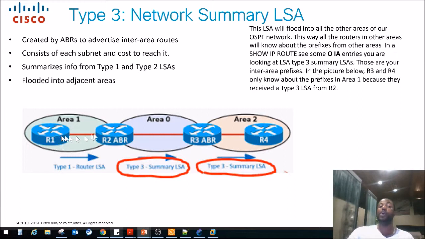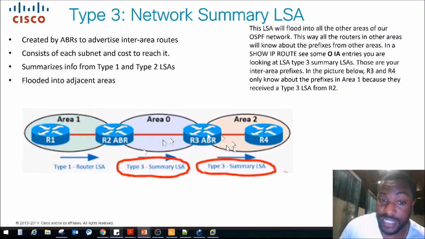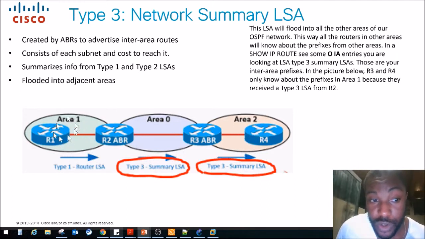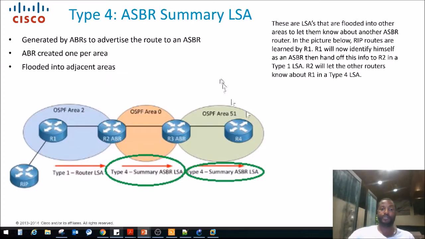So again, Type 1s don't go into other areas. So in order for these other routers to learn about areas that they're not attached to, everybody connects to the backbone, right? So area 2 connects to the backbone, area 1 connects to the backbone. The backbone is area 0. But since area 2 is not connected to area 1, the only way he'll get information, again, is through a Type 3 LSA. That's its purpose.